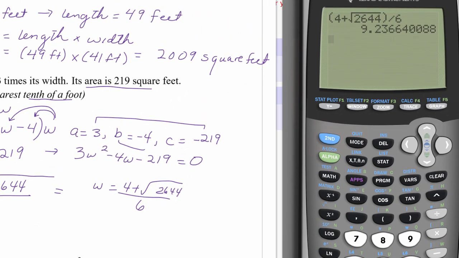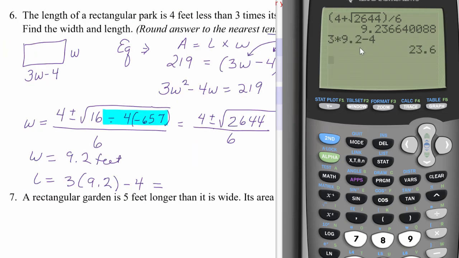Okay, so I went ahead and put in our quadratic formula there, the 4 plus the square root of 2,644. Notice that's in parentheses, divided by the 6. And so I got 9.2. They want this rounded to the nearest tenth of a foot. So 9.2 feet for the width. And then let's find the length. So we have W equals 9.2 feet. And then I went ahead and substituted 3 times W, subtract 4, which is our length. And that gives us 23.6 feet.